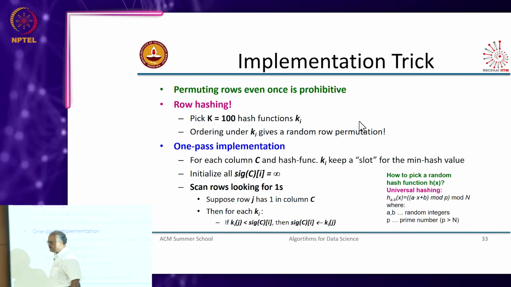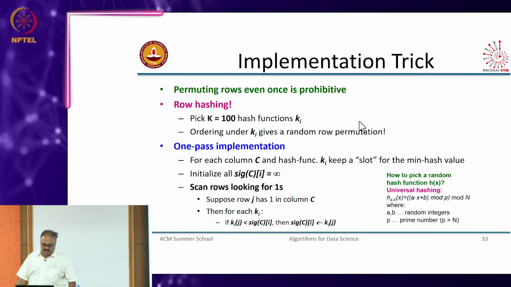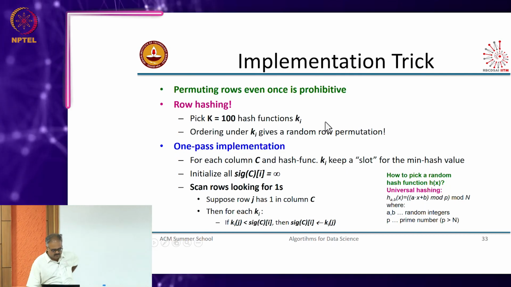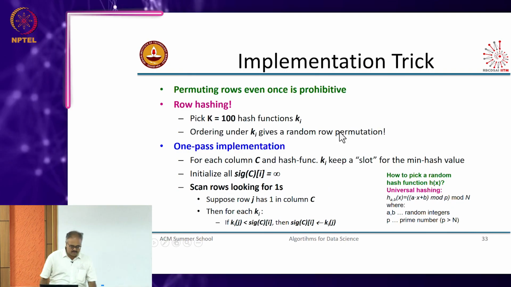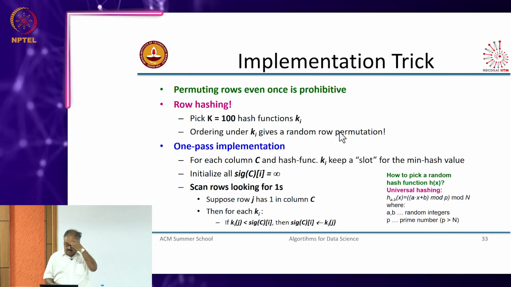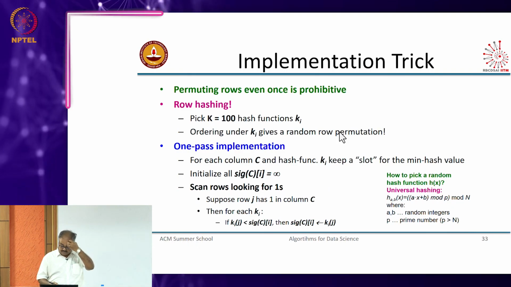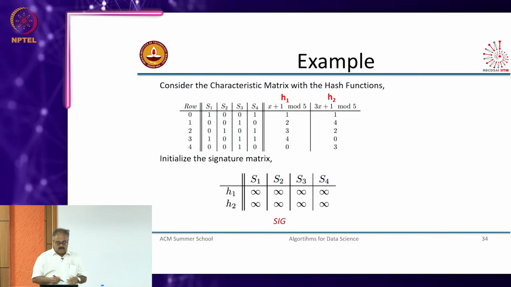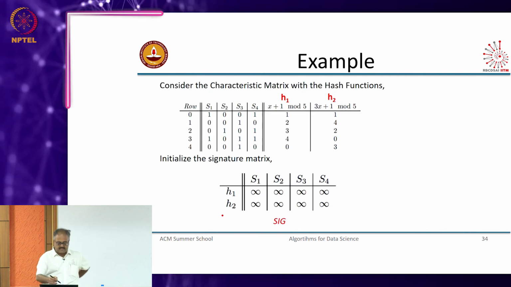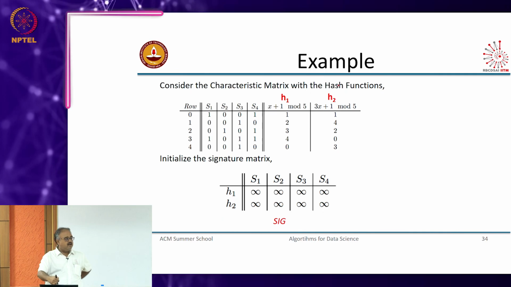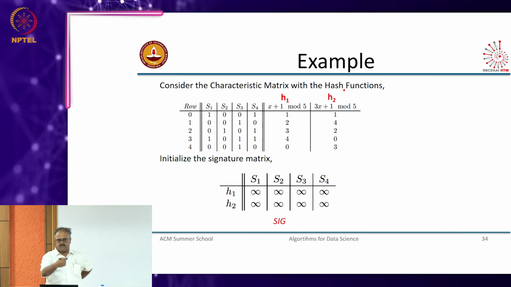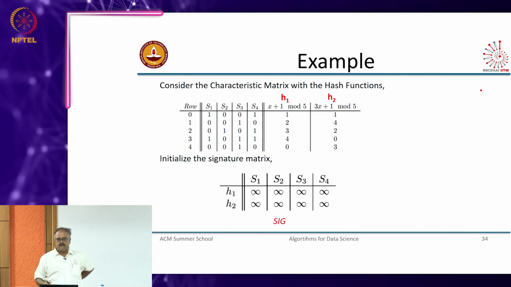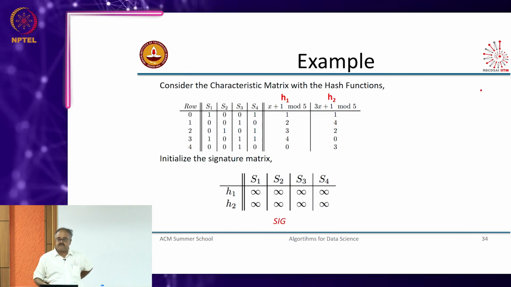The algorithm itself is, as with most things, simple once you realize what is happening. Let me walk you through the algorithm first. Let's say that you have two permutations, H1 and H2, that you want to implement right now. Just for illustration purposes, this can be as many as you want. You can have 100 such hash functions.